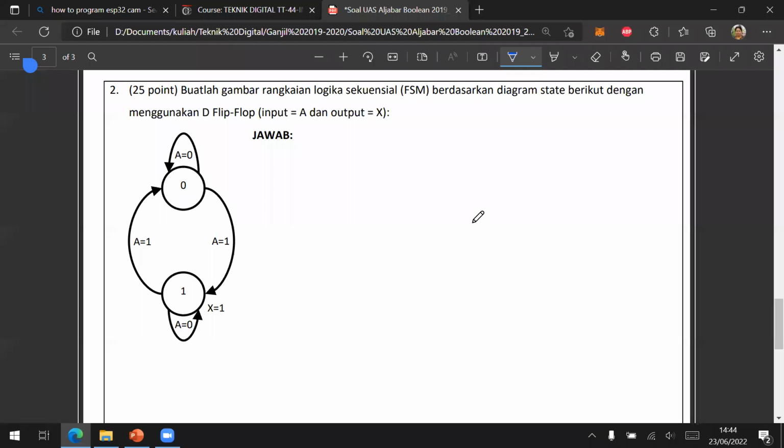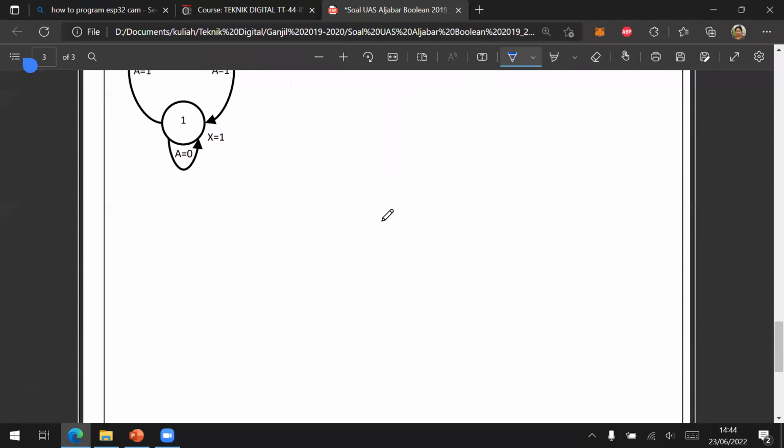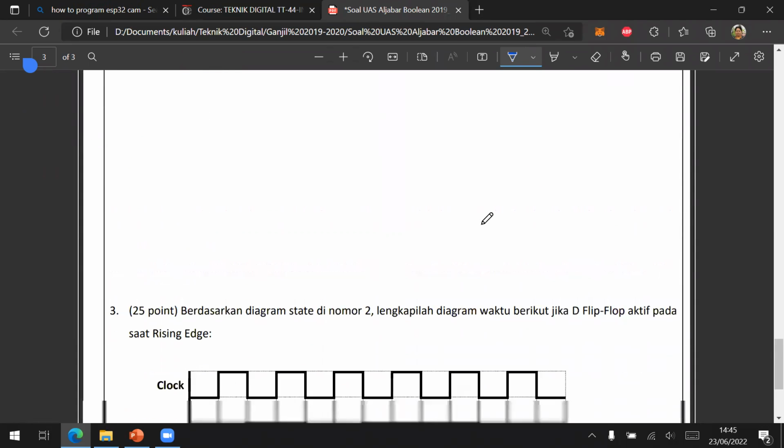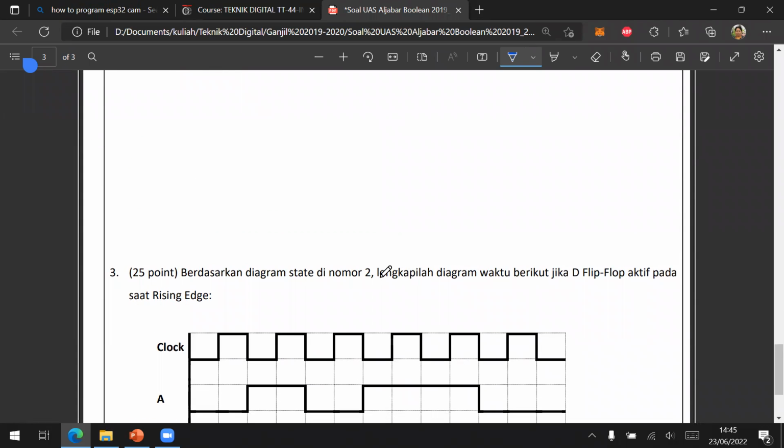And then based on the state diagram, create the FSM. We already did this one. This is the sample as we discussed earlier. And then, based on the state diagram in number 2, complete the timing diagram below when the D flip-flop is active on the rising edge. So it will read the input on this rising edge.